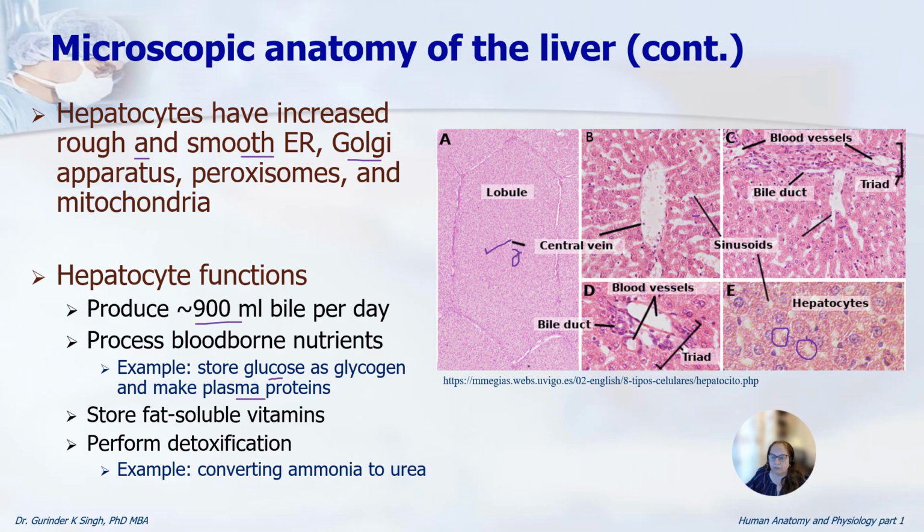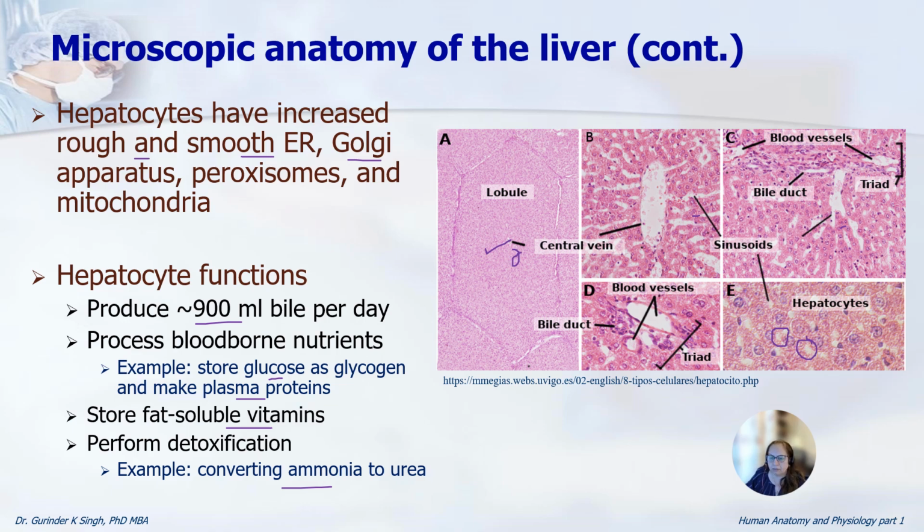They also produce and detoxify a lot of drugs or any kind of poisons the body is exposed to. They also convert the ammonia which is produced by the protein digestion into urea, and also store fat soluble vitamins. So liver hepatocytes are very, very busy.